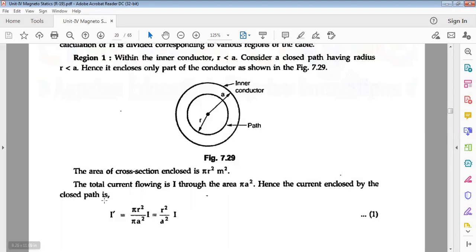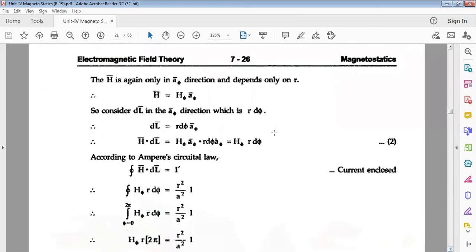For radius r the area is pi r square, and for the inner conductor it is pi a square. So I dash is the ratio between the two: I dash is equal to r square by a square into I. That I is positive here because the inner conductor is carrying the current plus I.